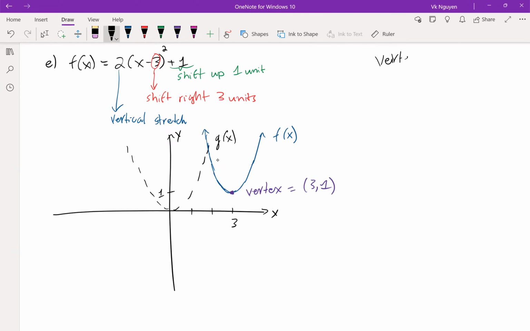So here comes the vertex form. f(x) is a(x minus h) squared plus k. (h, k) is the vertex. And the vertex form is useful to sketch any quadratic function.